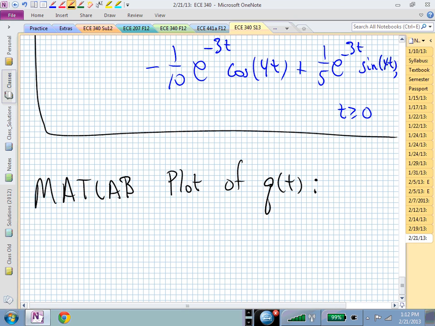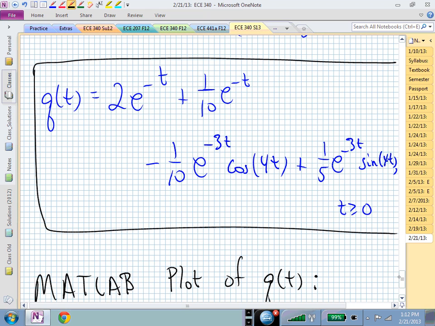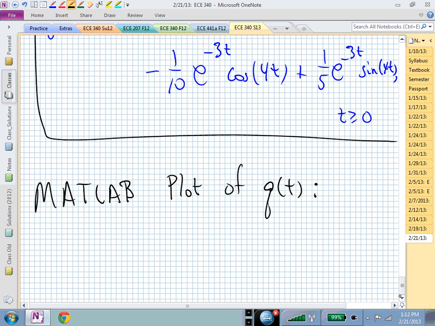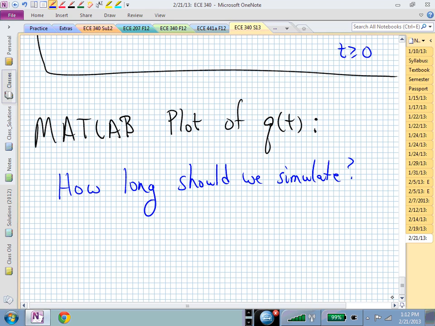Is it clear what I'm wanting to do? I now want to have MATLAB just give me a graph of Q of t. That's all I'm wanting. I've just found the solution. I don't want to have to sketch it by hand. I'm going to go to the computer and let MATLAB sketch it. There's two things that we need to worry about if we're going to plot this with MATLAB. One is, how long do we make MATLAB keep sketching? And I'll just say, how long should we simulate that Q of t expression?